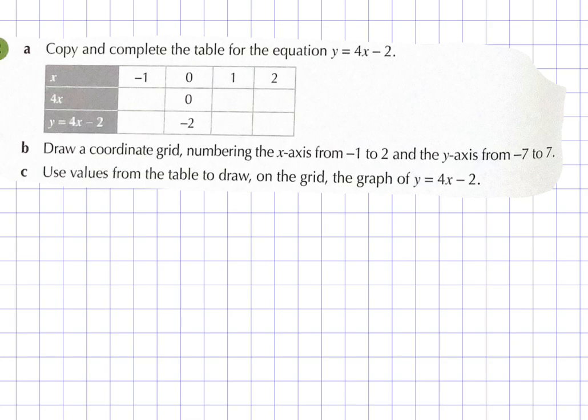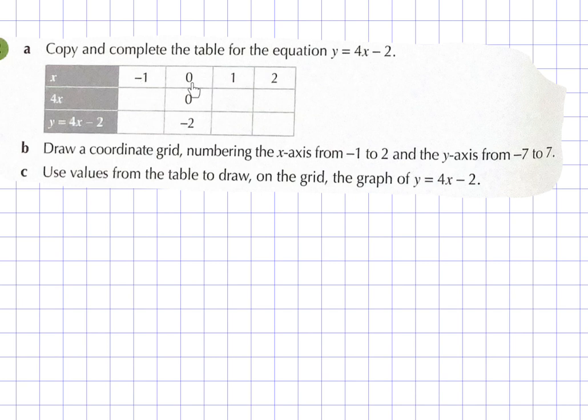Number 2, copy and complete the table for the equation y equals 4x minus 2. So first, how to complete the table? You have x equals negative 1, 0, 1, 2. To find y, you can do it in 2 steps. Multiply x by 4, then subtract 2.